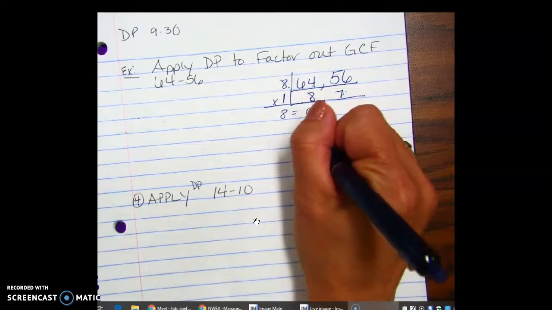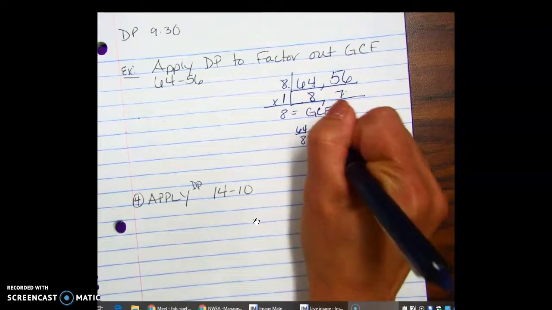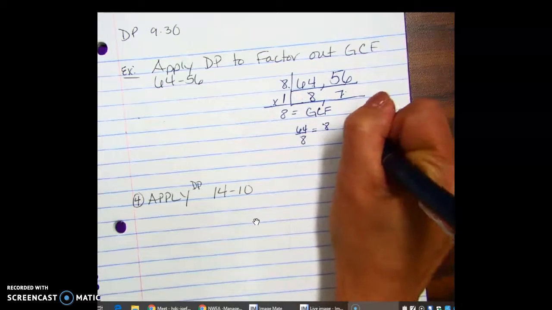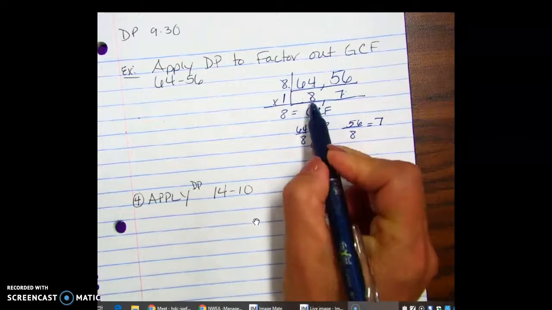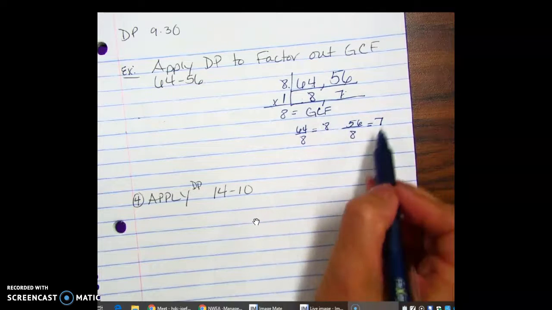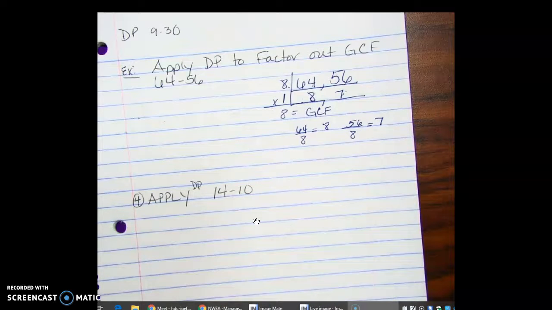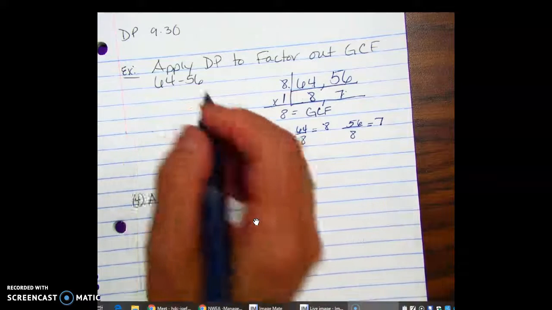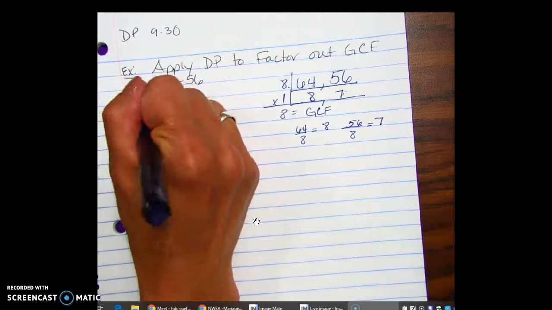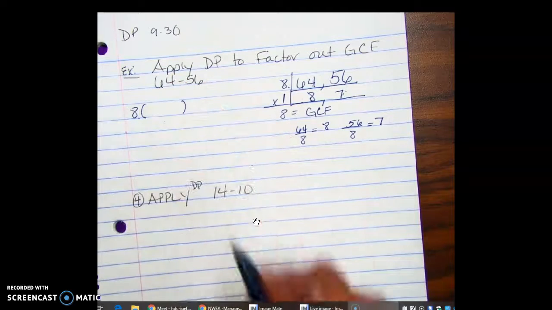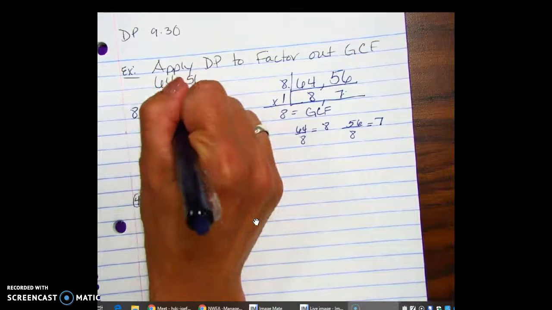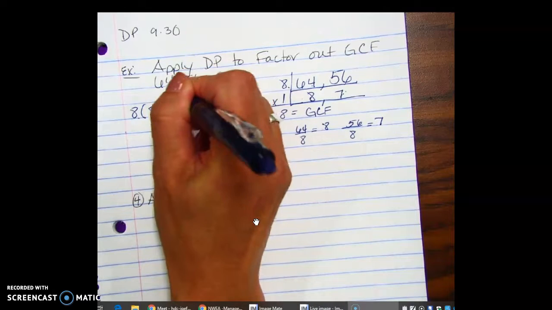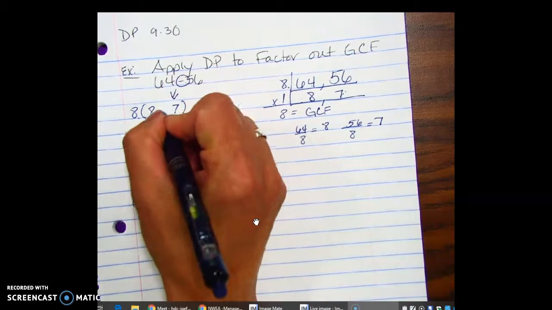So I take 64 divided by 8 equals 8, and 56 divided by 8 equals 7. Hey, remember, I have it already done here, so this is just to help me. That's fine. Step 3 is to write my greatest common factor on the outside of the parentheses, and I take my quotients and I write them on the inside, and then I make sure I put my operation in.